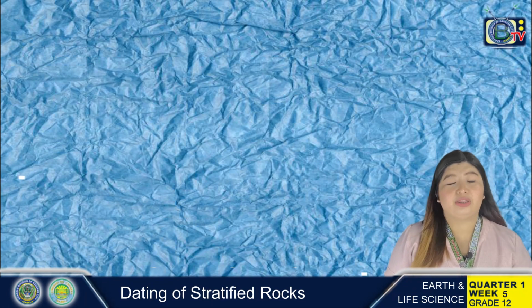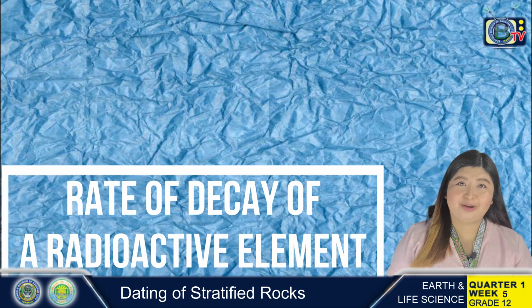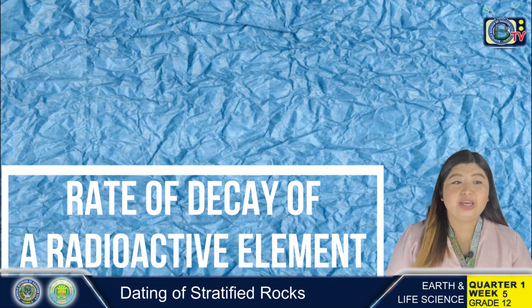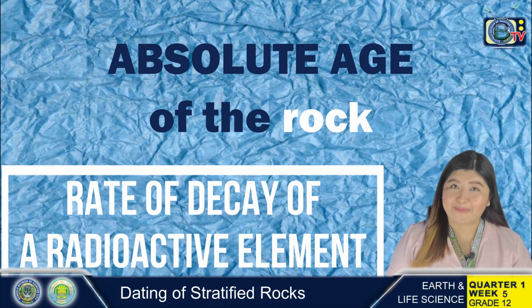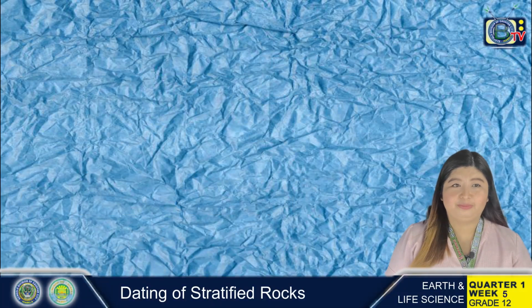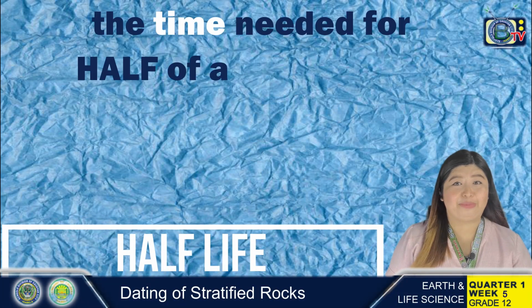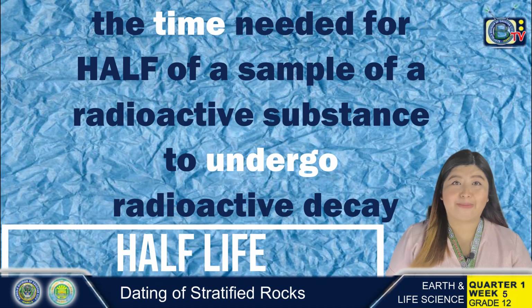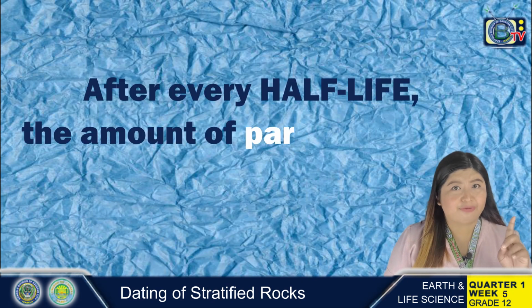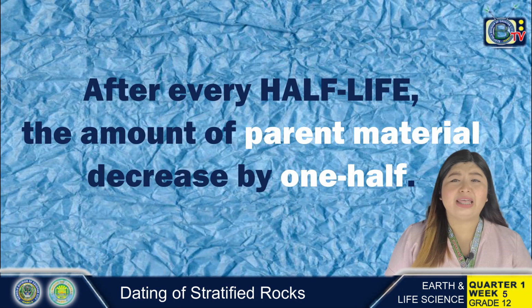If you know the rate of decay of a radioactive element in a rock, you can figure out the absolute age of the rock. Half-life is the time needed for half of a sample of a radioactive substance to undergo radioactive decay. After every half-life, the amount of parent material decreases by 1/2.